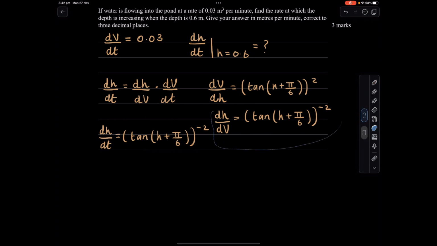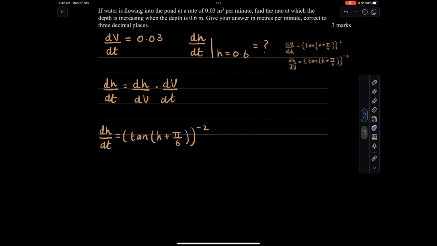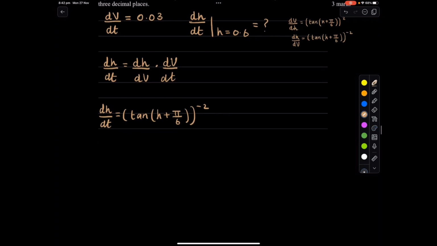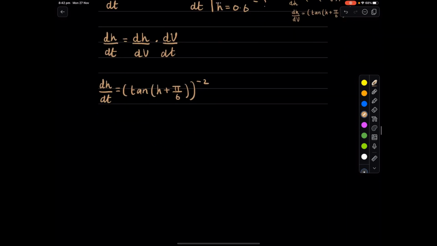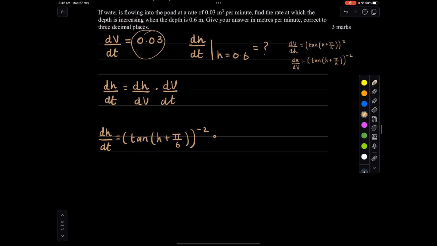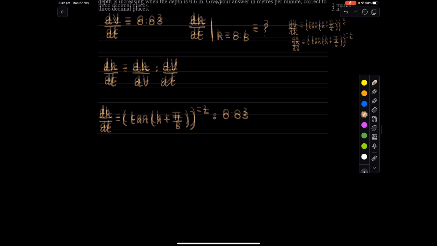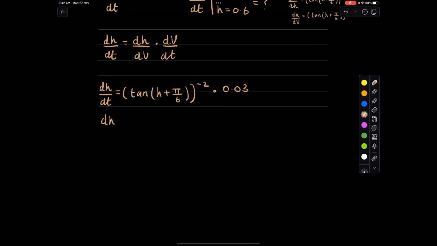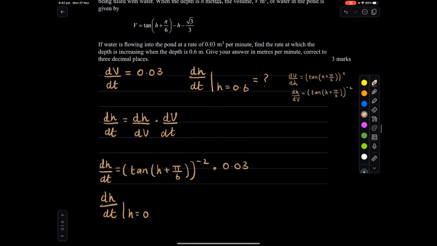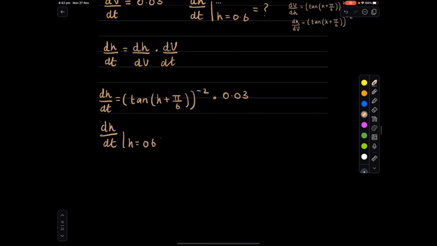I want to take this and just make them kind of smaller. Put them over here. So I want to take this expression over here and multiply it with 0.03. Now this over here is dh/dt. So now after that, I just want to find dh/dt given that h is 0.6. I want to find that.